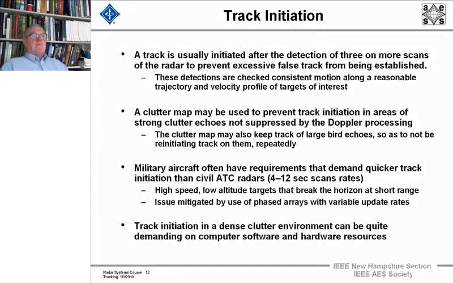A clutter map may be used to prevent track initiation in areas of strong clutter echoes not suppressed by Doppler processing. A clutter map may be used to keep track of large bird echoes so tracks may not be reinitiated on them. And I know several radars that do that when they'll have even an individual large goose flying through the coverage. They will keep in a map that target in track, tracking it at its 30 miles to 40 miles an hour land speed, or 60 miles an hour.